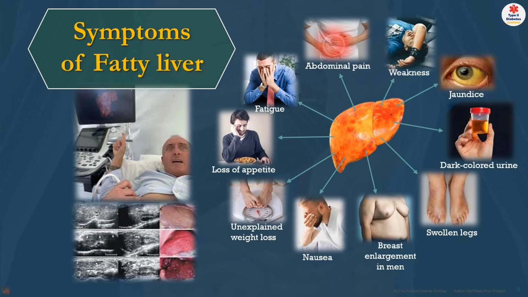Upper abdominal pain, I don't have it. Weakness, I don't, because I'm very active; I do my own garden and a lot of things. Jaundice, I don't have that. My eyes are very clear, with no yellow in them, and my urine is already clear because I drink a lot of water. I don't have swelling in my legs.